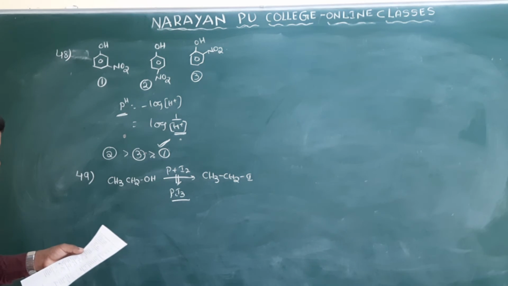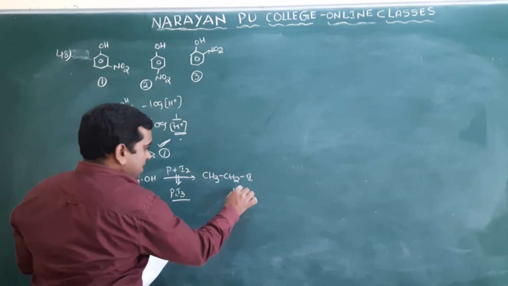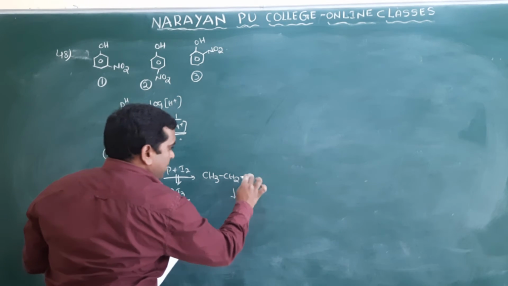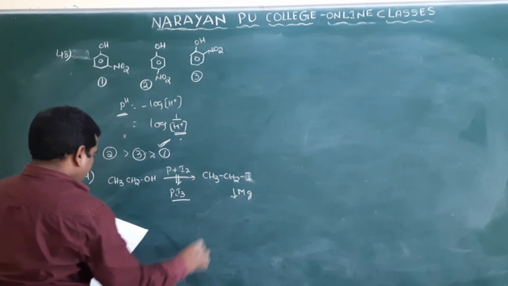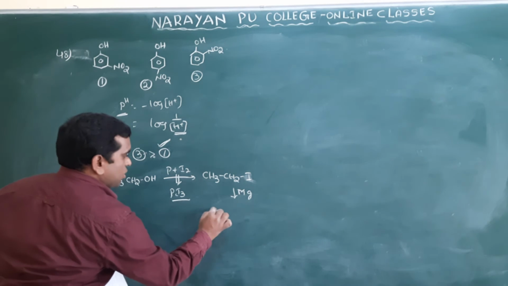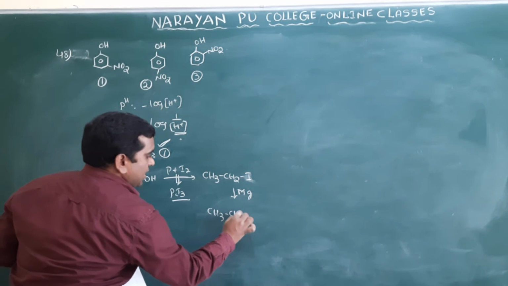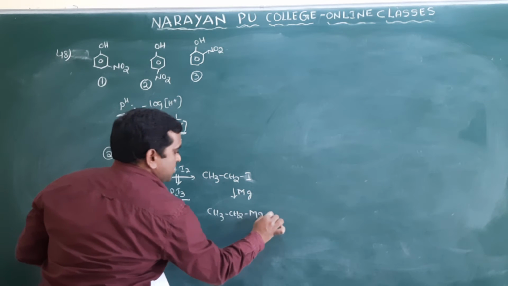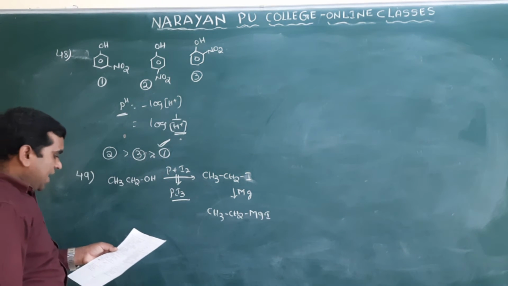CH3CH2I, the next one, is treated with magnesium. Alkyl halide and magnesium in dry ether is the preparation of Grignard reagent, CH3CH2MgI. Clear? And the MgI is there.